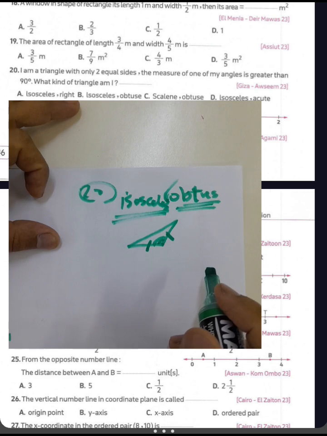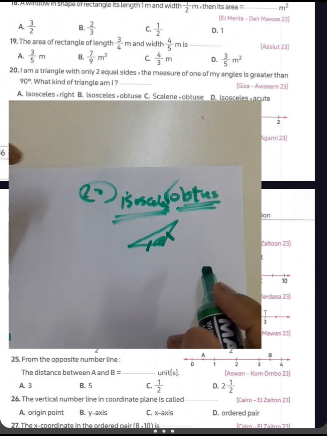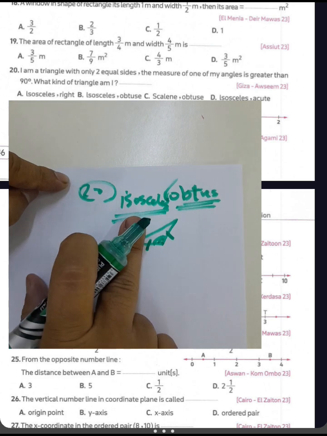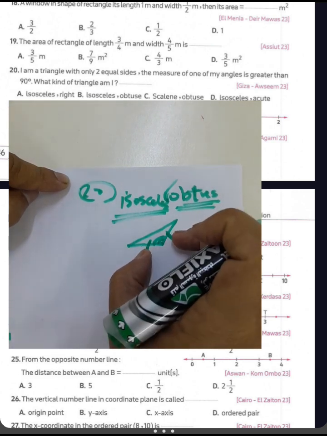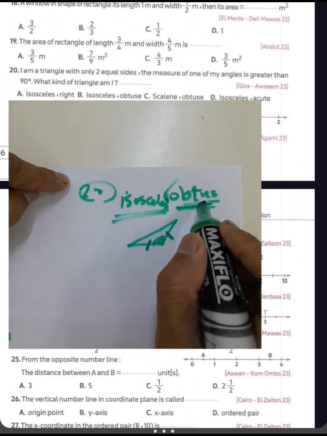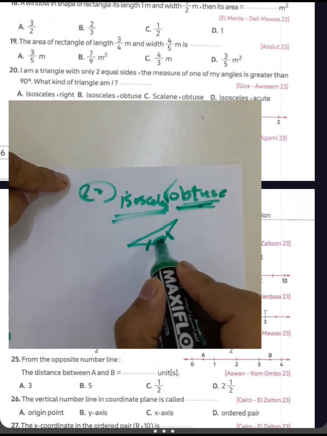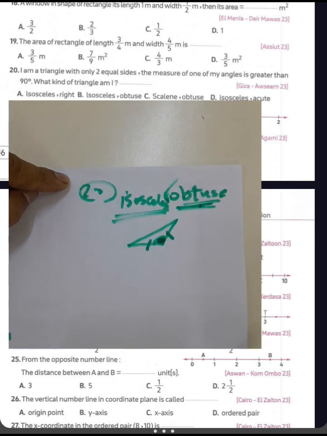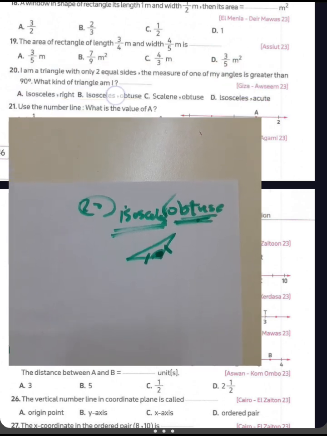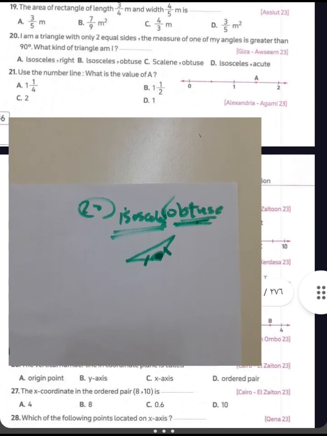Again, this triangle we call what? Isosceles and obtuse. Isosceles, why? Because we have 2 sides of equal length. And obtuse because the measure of an angle of this triangle is greater than 90 degrees. He tells us I am a triangle with only 2 equal sides. The measure of one of my angles is greater than 90 degrees. What kind of triangle am I? Isosceles and obtuse. Choose letter B. Question number 21.